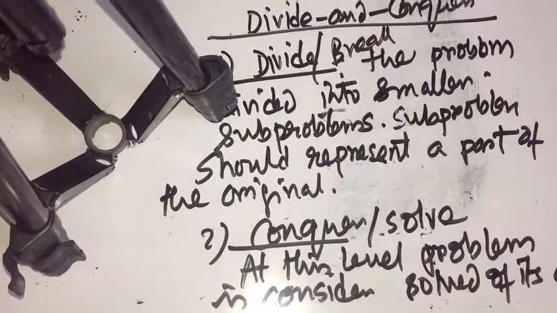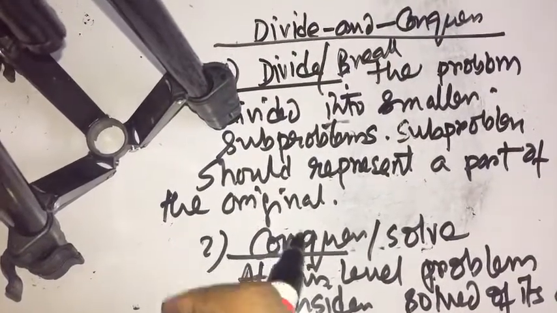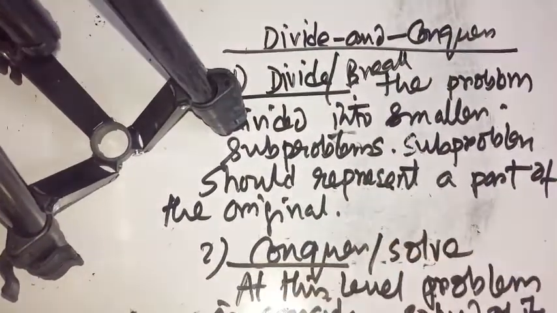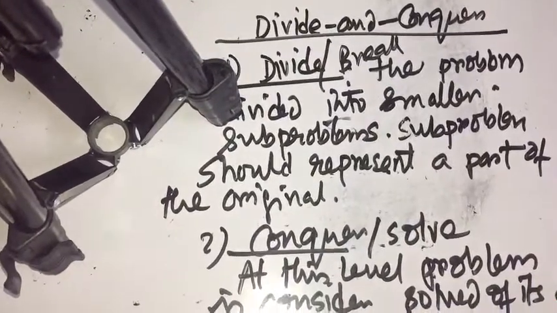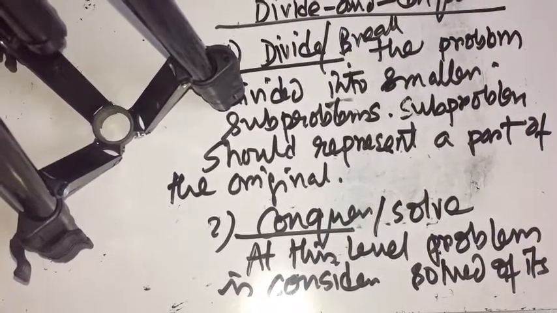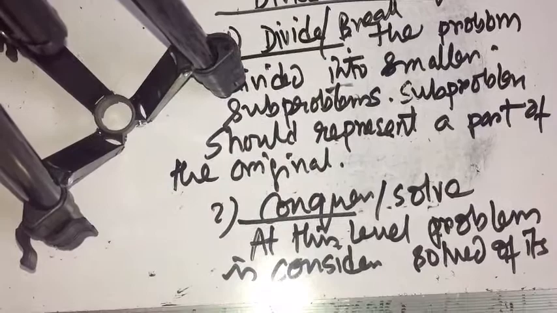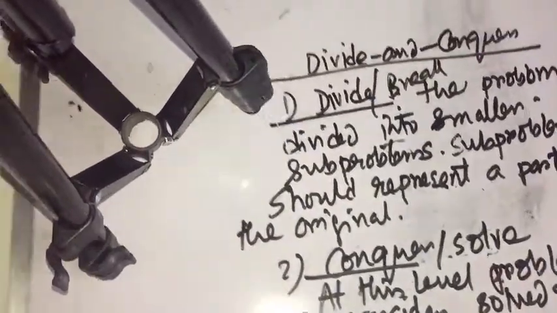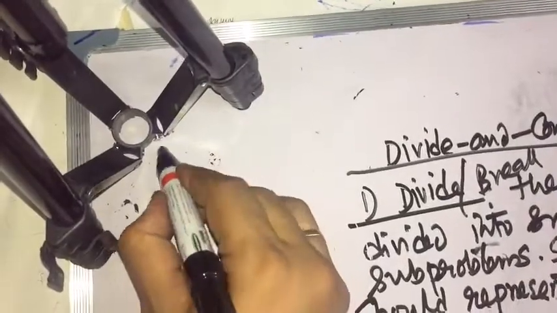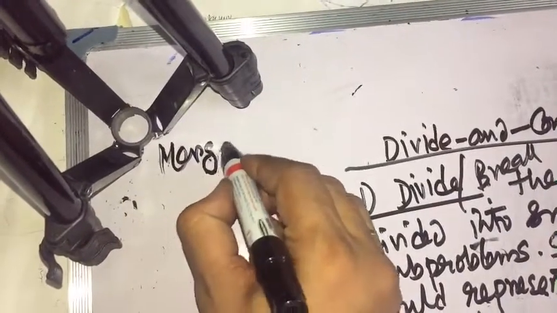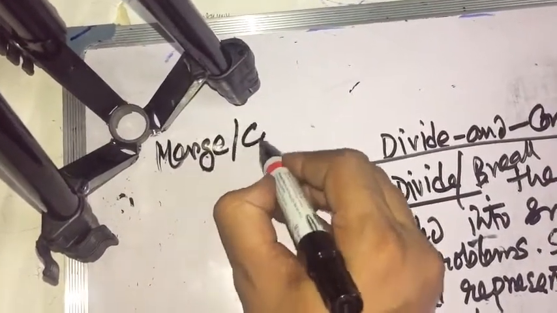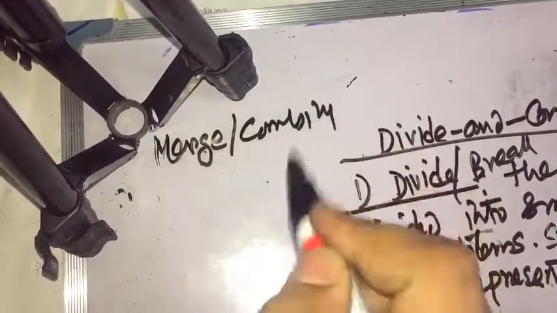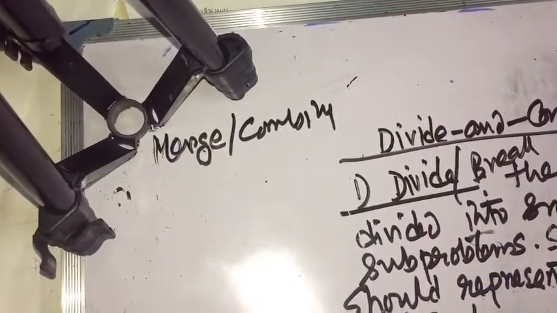Now the problem is solved of its own. To conquer the problem, first of all divide this problem into subproblems, and a subproblem is a smaller version of the original problem. Now conquer each subproblem. Finally we have to merge the problem. This is the last step, merge or combine. So merge is the last step.